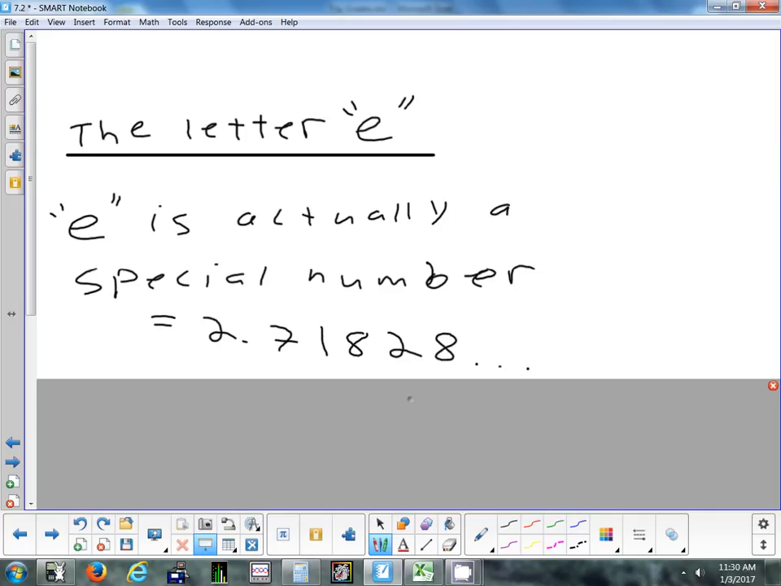All right, so we already kind of mentioned this earlier, but e stands for a number. When you're talking about logarithms, it stands for the number 2.71828, and it keeps going, but it doesn't repeat. It's kind of like pi. Now, exactly where this 2.718 comes from is kind of complicated, and for this class, we really don't need to know why we have that number. It's just the number you have.